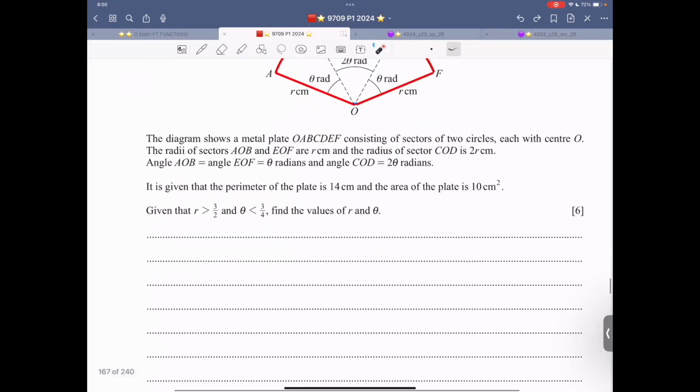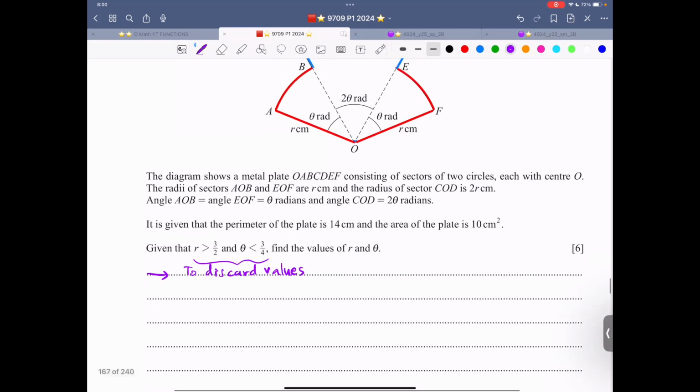Now, this is just scaring people. A lot of people have asked me what to do with this. This is used to discard values. That means if there is more than one value, discard values according to this rule. That's it, nothing more than that.